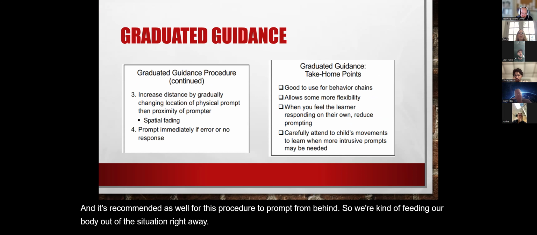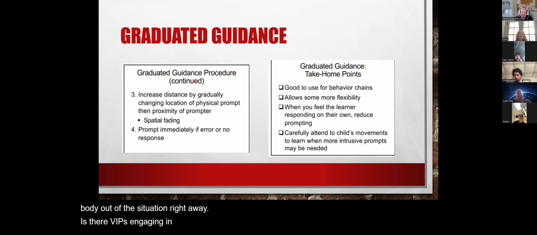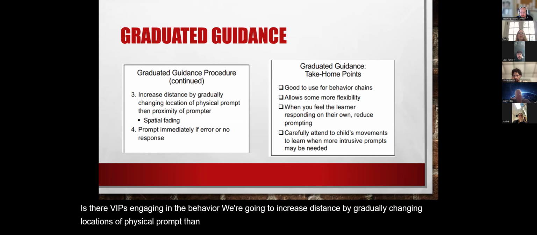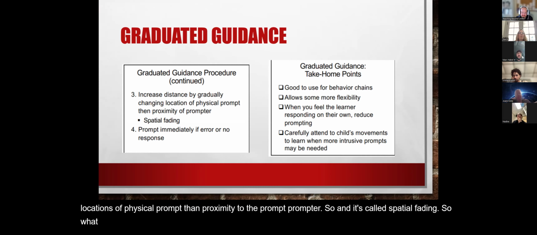As our VIP is engaging in the behavior, we're going to increase distance by gradually changing the location of the physical prompt and proximity to the prompter. It's called spatial fading. So we're slowly going to fade ourselves into the back of the room, into the doorway, so we could slowly leave.